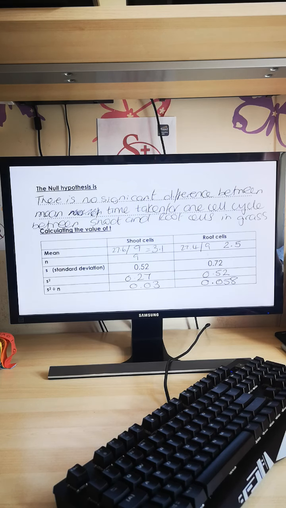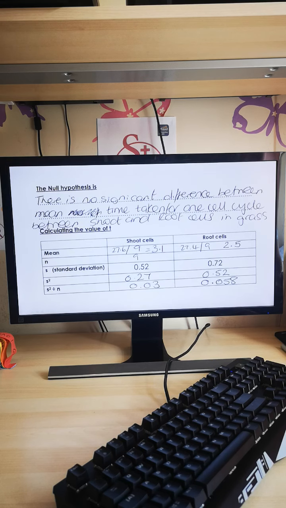Okay. So for the second example then, null hypothesis, again, there is no significant difference between the mean time taken for one cell cycle between shoot and root cells in grass. So it doesn't matter exactly how you've worded it, as long as you've got no significant difference between the means and something related to the practical. Okay, so my mean, 3.1 for the shoot, 9 samples. 2.5 for the root, also 9 samples.